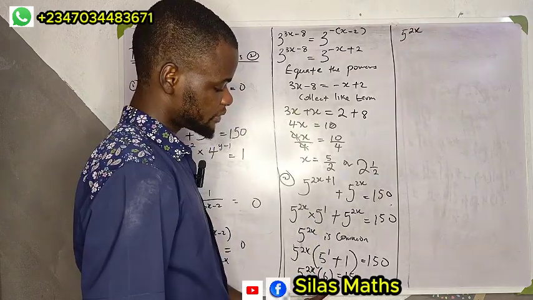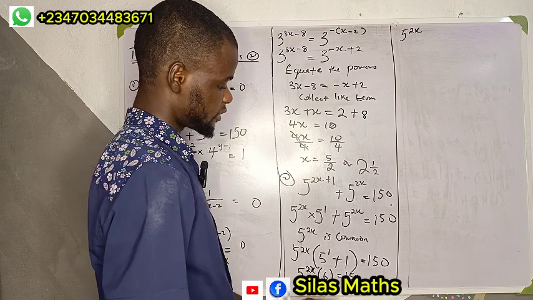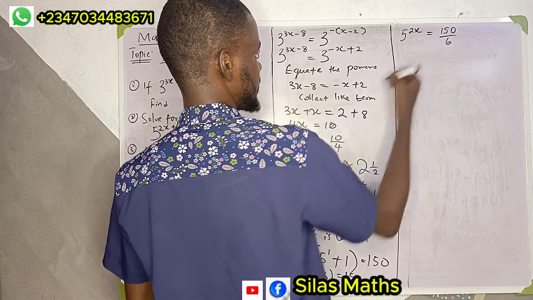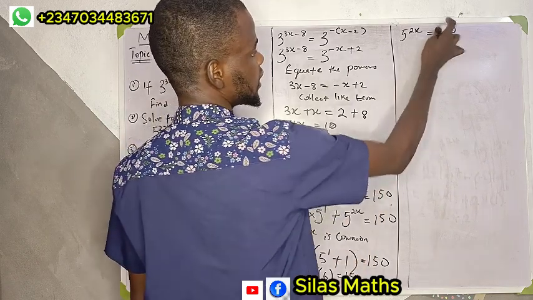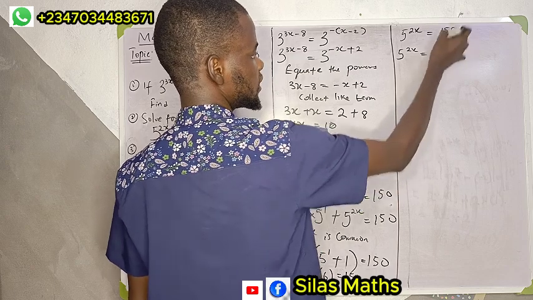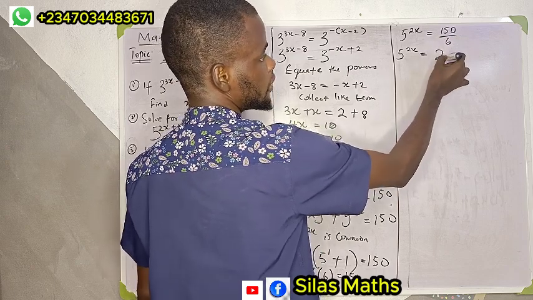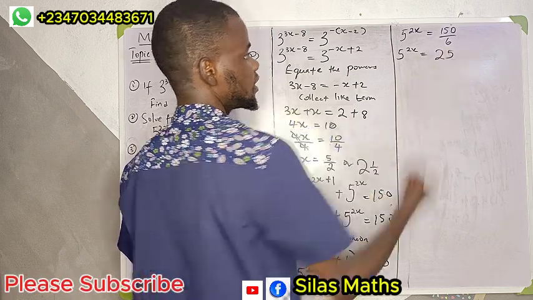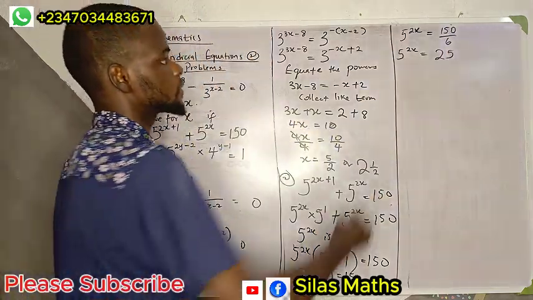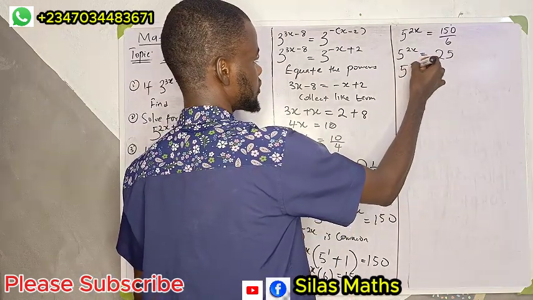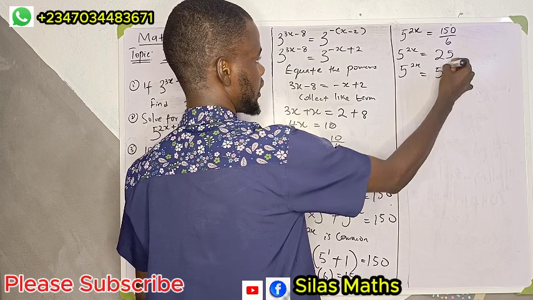So dividing both sides by the coefficient of 5 to the power of 2x, this will give us 150 divided by 6. So 6 in 15 is going to give us 2, remainder 3, then 6 in 30 is going to give us 5. So this is 25. Okay, so solving further, we can express 25 as a multiple of 5. So I have 5 to the power of 2x equal to what? 5 to the power of 2.